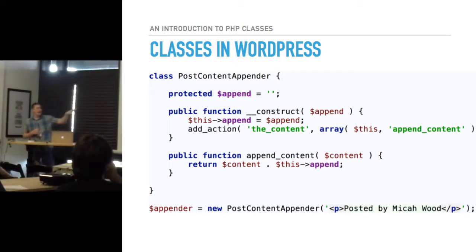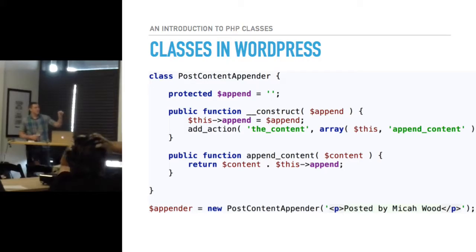So once that hits the construct, the append variable gets assigned to the append property. And then we are adding an action. The construct should do all the setup of a class, but you really don't want to do any real work inside of that. You want to allow that to happen elsewhere. So this is just setting the stage for what needs to happen. So we're adding the action, the content, and then you'll see an example of our callable. Since we are in a class that has to be instantiated, we are using $this, and then the name of the thing that we want to call, which is append content.